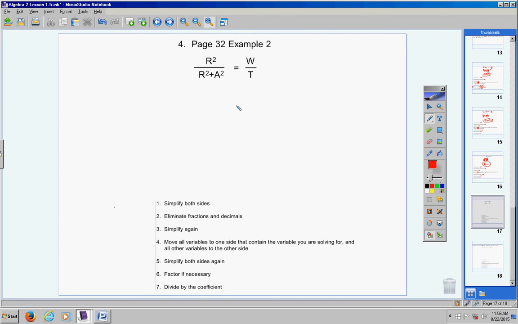Okay, now, if you want to turn your books to page 32, I would encourage you to do that, okay? We're going to actually look at a word problem here. That's a multivariable word problem, so I'll pause a second while you turn to page 32.